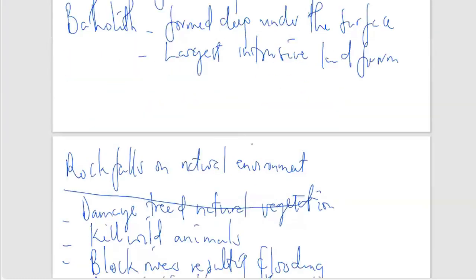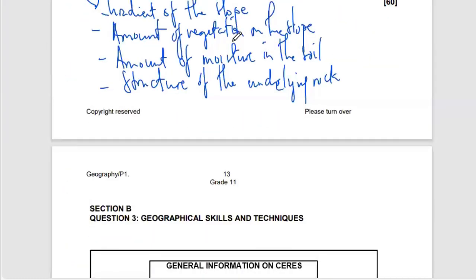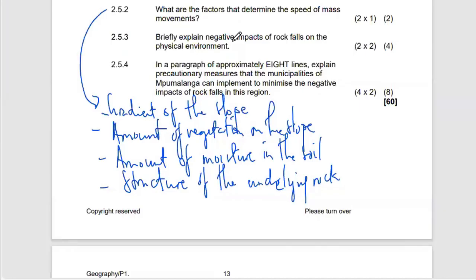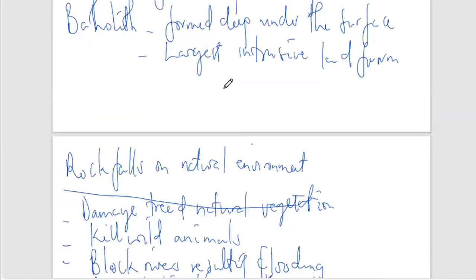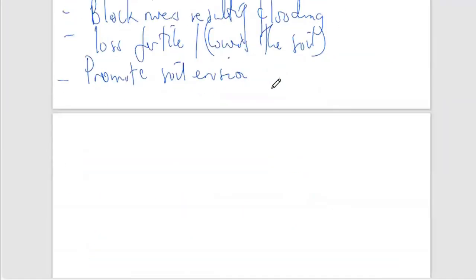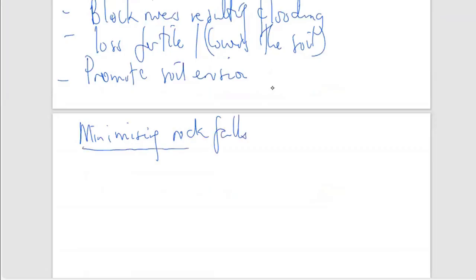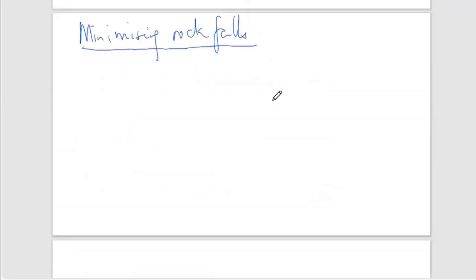Let's look at the other question. The other question is saying, in a paragraph of approximately 8 lines, explain the precautionary measures that municipalities of Mpumalanga can implement to minimize the impact of rock falls in the region. What can the municipality do to minimize the impact of rock falls? Right, so we are saying minimizing rock falls. What can they do to minimize rock falls?